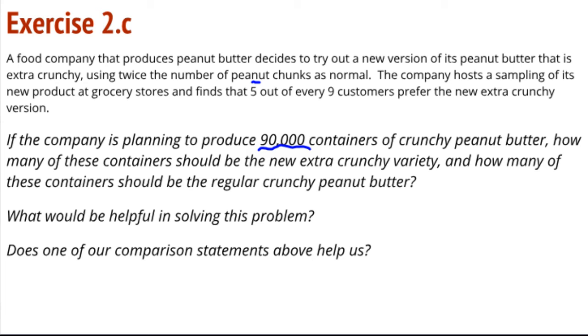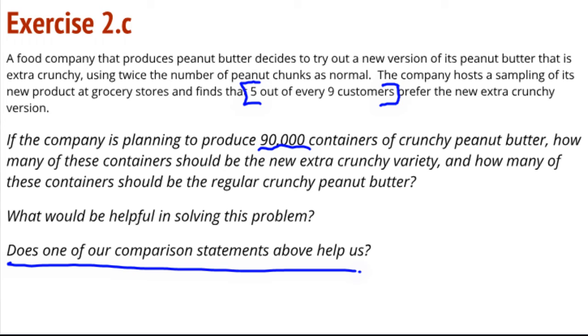So they're going to use this ratio, this 5/9, to help them figure out how many of each they should produce. Now, it would be really helpful because I really don't want to draw a tape diagram of 90,000 containers of peanut butter and have to count them all up. It would be really helpful if we had some mathematical way of doing this. And by mathematical, I mean if there was some way we could add, subtract, multiply, or divide to answer this question. Which leads us to this: does one of our comparison statements above help us?